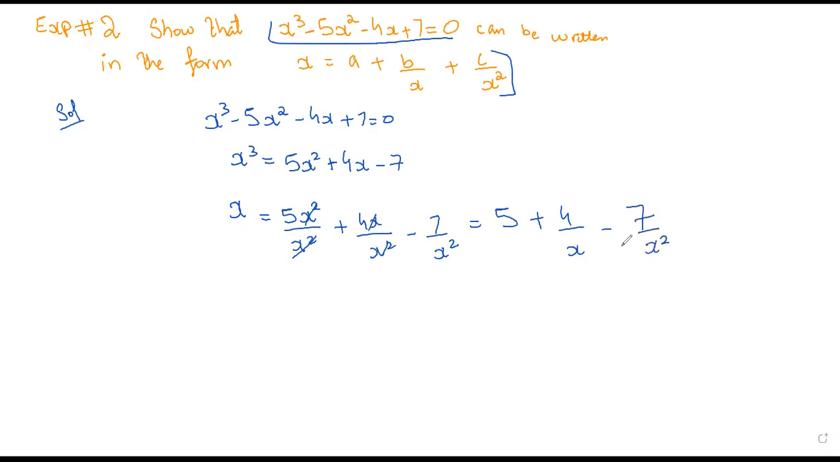So did you understand this? Yes. So a is 5, b is 4, and c is minus 7. Okay, so this was easy. All right, let's talk about the second part now.